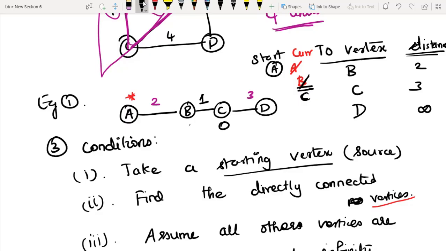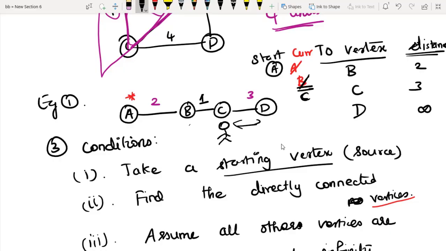So move to the current node, that is C. Only one node is connected, so move to that node, that is C. So now I am at C. From C, the node that is directly connected is D. Don't take B, because for B we have already written the shortest distance from A. You take D only. D is directly connected.